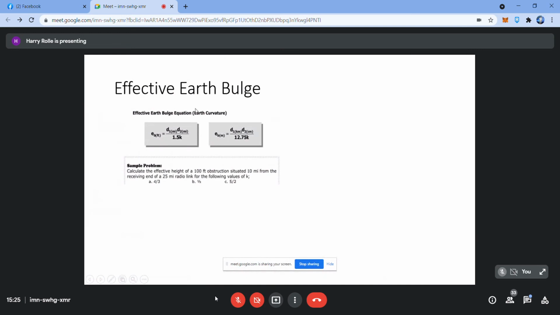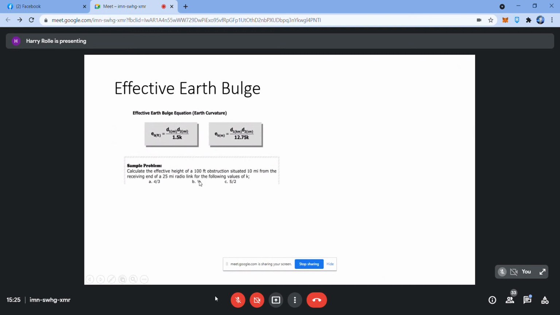Opo, sir. Effective earth bulge. So, ang pinag-uusapan natin sa effective earth bulge is the earth bulge itself together with the K-curve. So, ito na yung tinatawag nating earth curvature. We have here the formula of earth bulge, just multiplying the K-curve that we have. So, we're good with that.